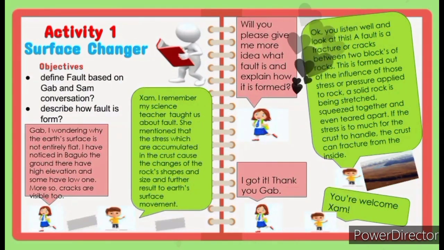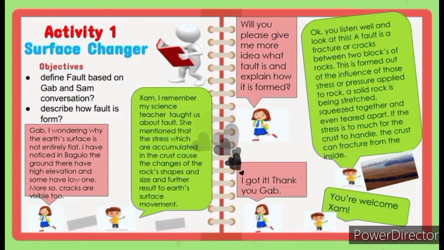Sam: Will you please give me more idea what a fault is and explain how it is formed? Gab: Okay. You listen well and look at this. A fault is a fracture or crack between two blocks of rocks. This is formed out of the influence of the stress or pressure applied to rock. A solid rock is being stretched, squeezed together, and even torn apart. If the stress is too much for the crust to handle, the crust can fracture from the inside.